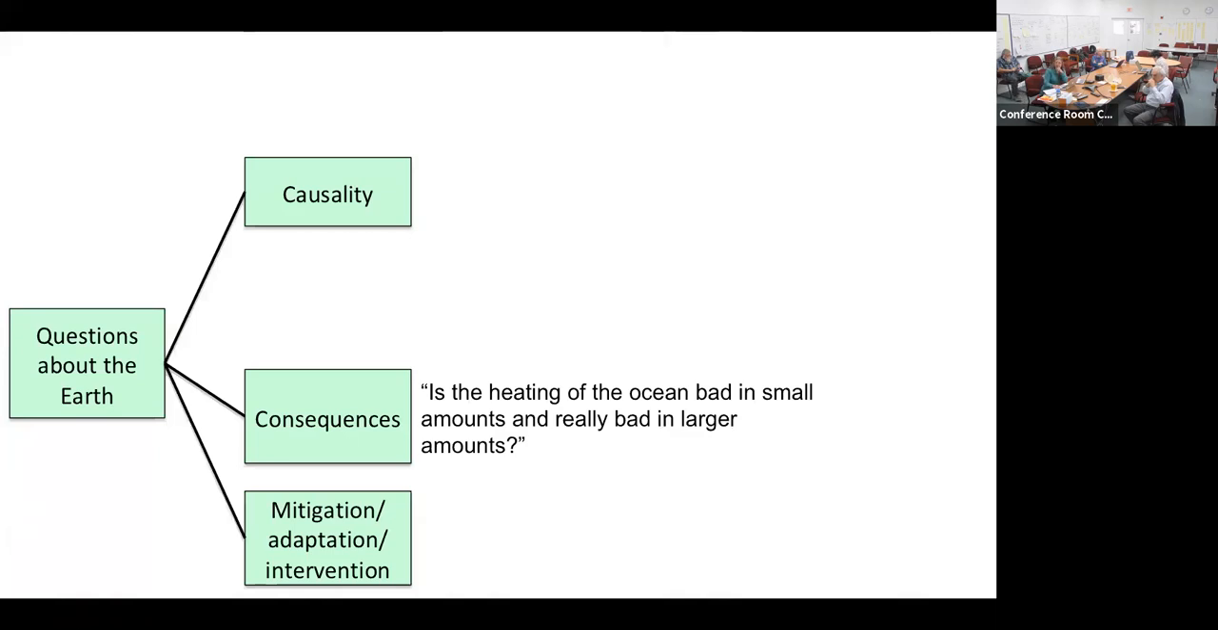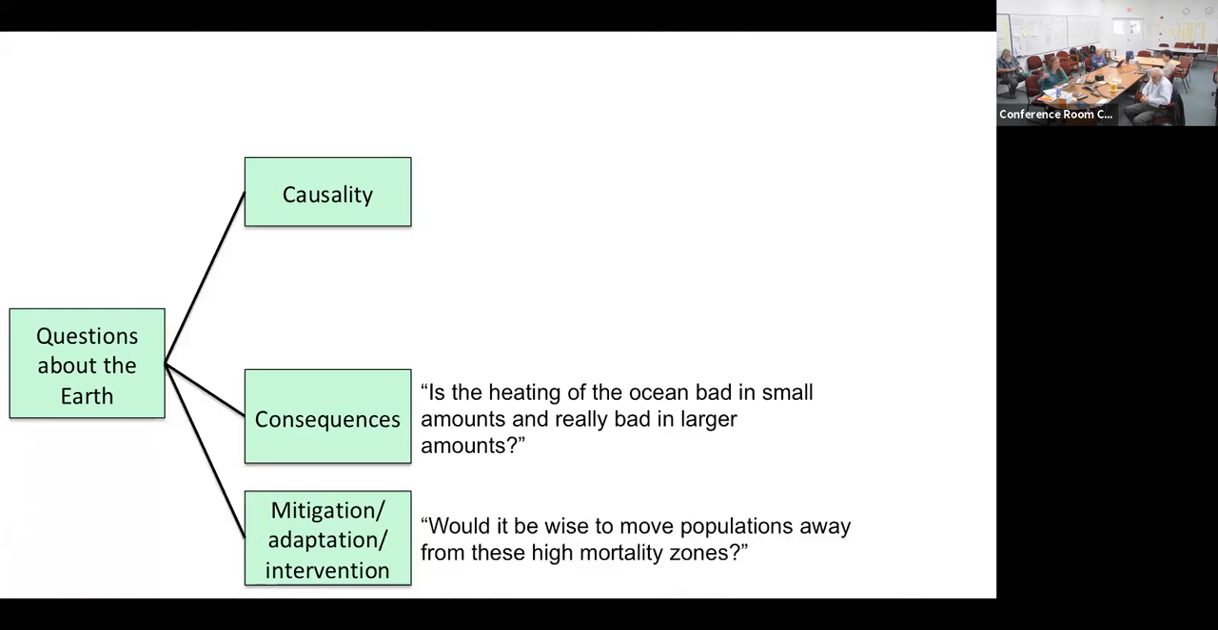So then, given that some of these data, then to a particular one that you saw, it was one that had mortality in it. So that would be mitigation, adaptation, intervention.